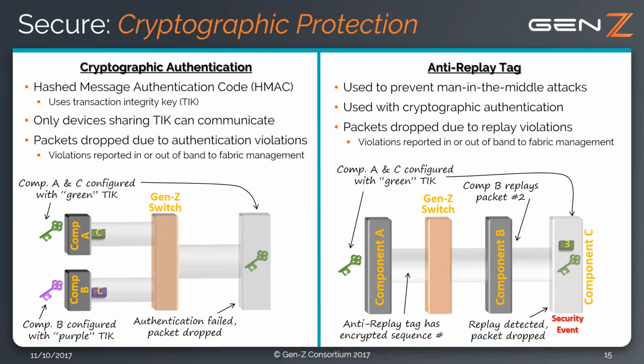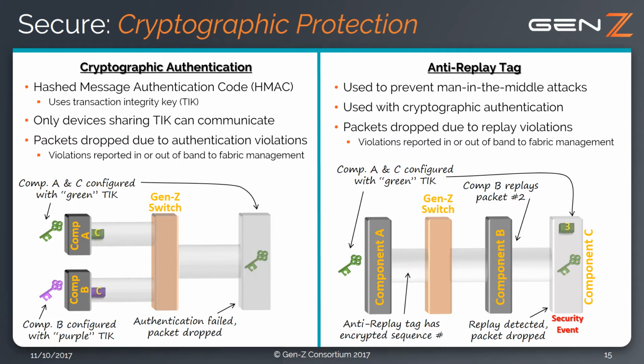In our example, on the bottom right, component A and component C are configured with green transaction integrity keys for the secure authenticated communication in the fabric. Component A sends 3 packets to component C with an HMAC and sequence number based anti-replay tags of values 1, 2, and 3, respectively, inserted into the headers. Component B is a man in the middle that passes packets 1, 2, and 3, but duplicates the second packet. Component C receives, validates, and accepts the first 2 packets, but it detects a replay of packet 2 and drops the replayed packet, adds an access violation entry into the audit log, and issues a security event to Fabric Management. The third packet is processed and accepted as it meets the next sequence number in the anti-replay tag.